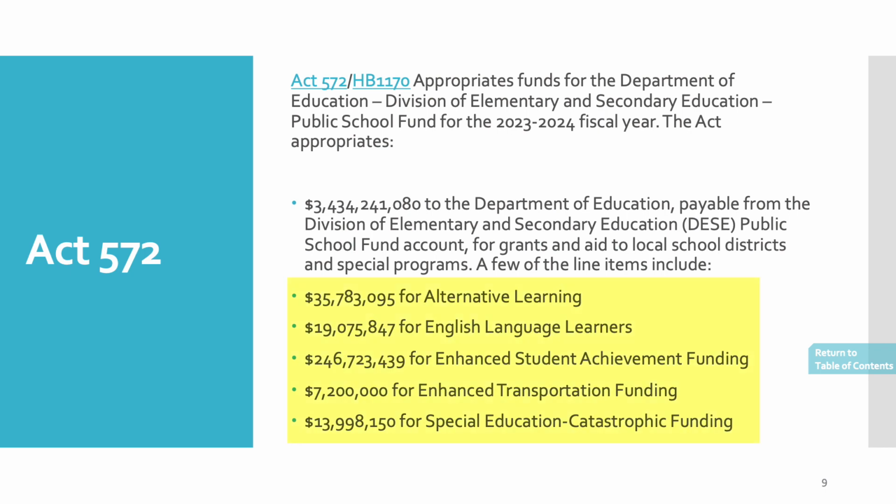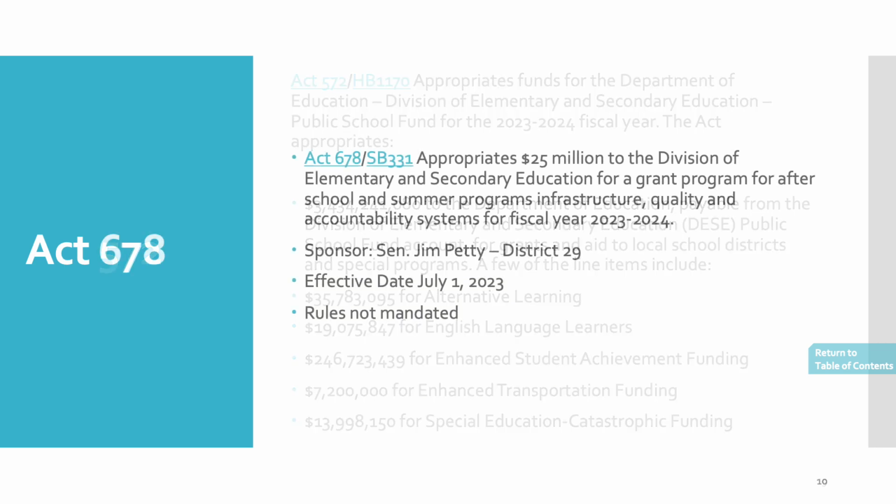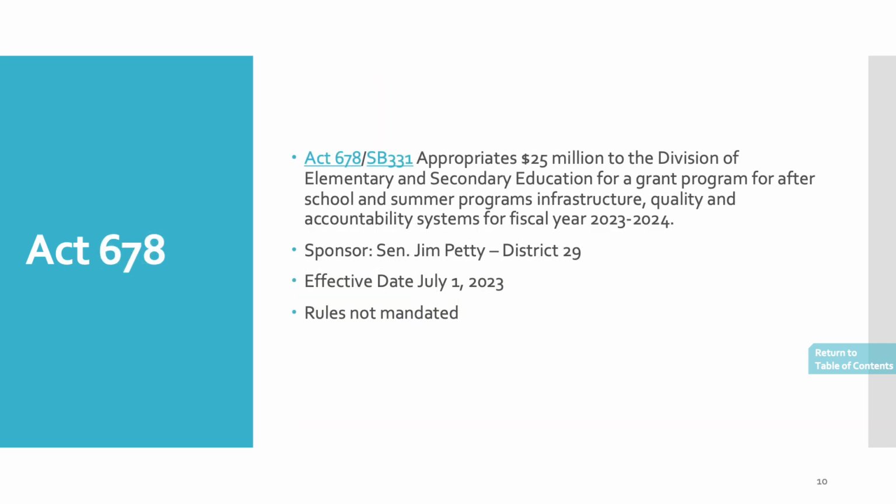This is another appropriation of $25 million to the grant program for after-school and summer programs, even infrastructure, quality, accountability systems for this upcoming year, or this current year. So that's another initiative of the LEARNS Act. A lot of these are after-school programs or tutoring programs.